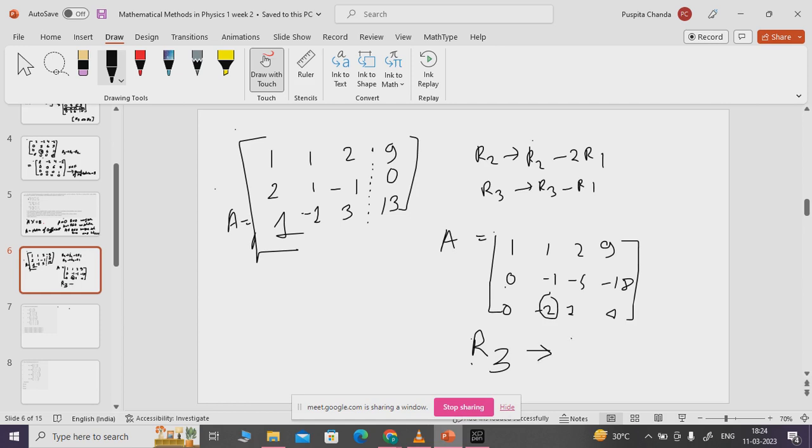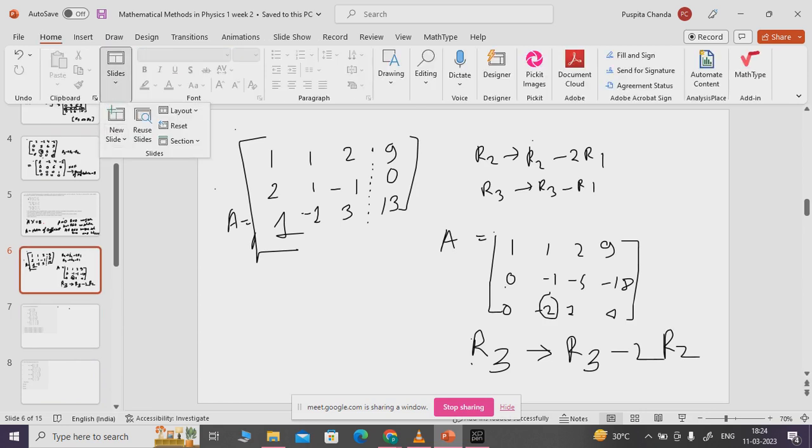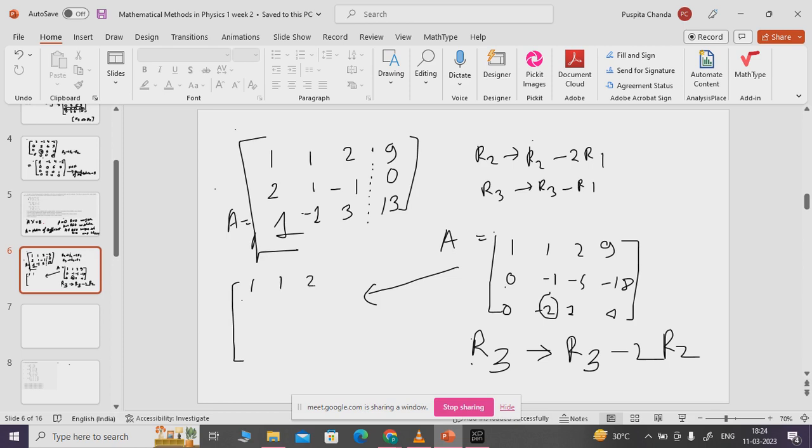R3 will be R3 minus 2 into R2, and that will be 1 1 2 9, 0 minus 1 minus 5 minus 18, and 0 0 1 minus 2 into 11, and it is 4, 4 minus, that will be some value like 36 plus 4, 40.